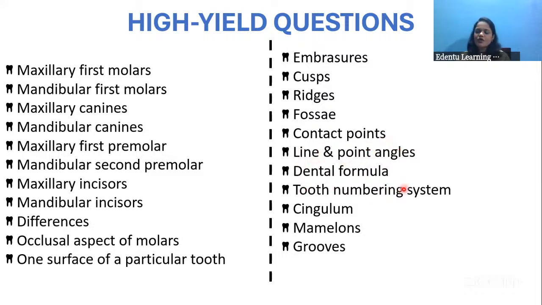Then the dental formula and the tooth numbering system. Tooth numbering system is very important. Either they can ask about the tooth numbering system or one system alone, like describe the FDI system, describe the Zsigmondy-Palmer notation system. One system alone they can also ask. So note these questions. These are very important. Have a look at them before going to your exam.